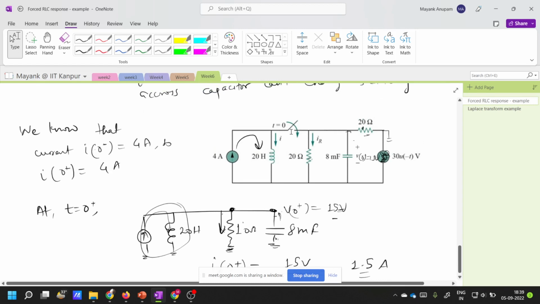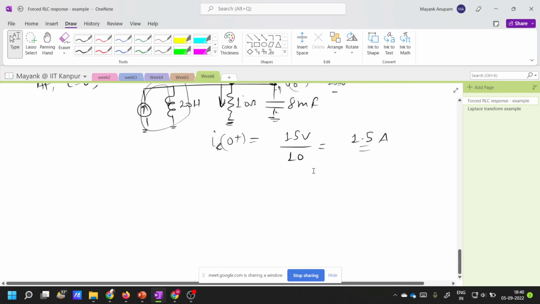Before the switch was closed, this current source was in parallel with the inductor, and all the current was flowing through this, right? The 4 ampere was completely flowing through this. So the same should happen just after the switch is closed. No current can flow through the inductor. Fine. So just after the switch is closed, my current through the inductor and this current source will not be contributing anything to this IR.